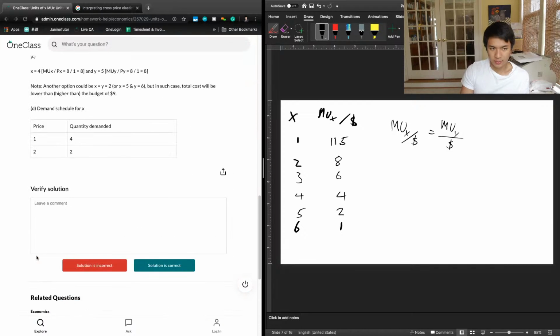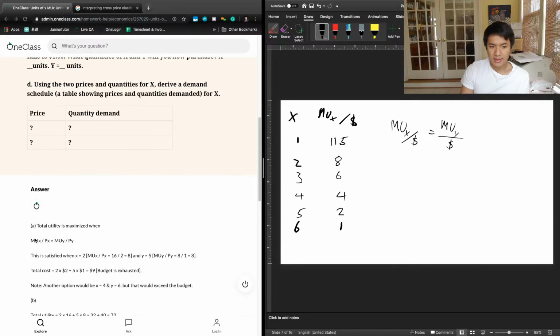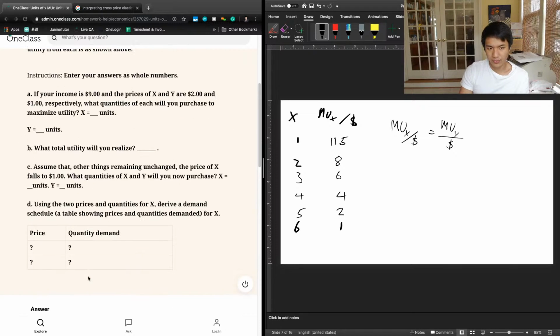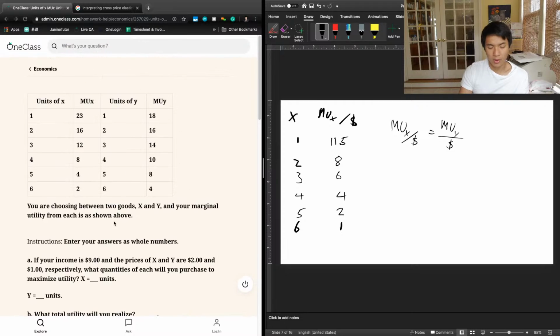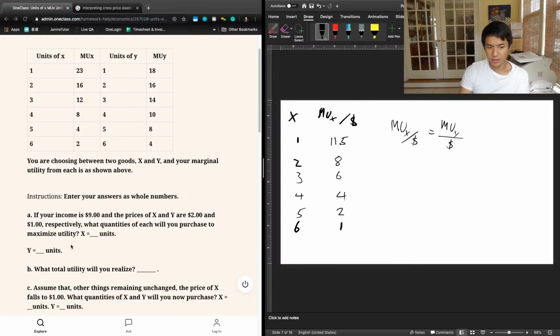Let's take a look at the previous year's answer. They said that total utility is maximized when the marginal utility per dollar of X is equal to marginal utility per dollar of Y. That's what we said as well. This is satisfied when X is equal to 2 and Y is equal to 5. The total cost is 2 times $2 and 5 times $1 equals 9. The budget is exhausted. There are other options that might work as well, but that would exceed the budget. And so the correct answer is 2 and 5.